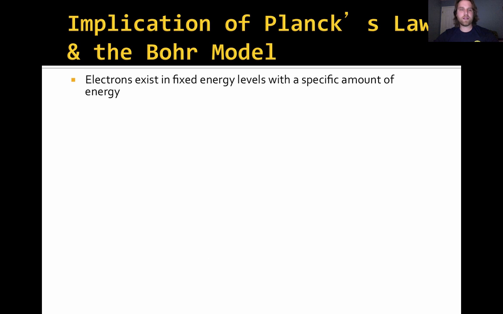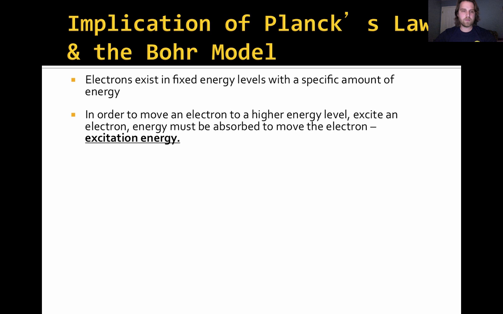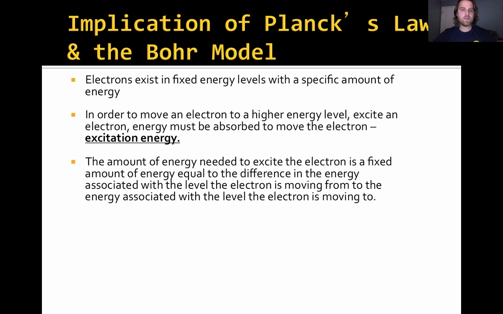So let's talk about the implication of Planck's law and the Bohr model. So we know that electrons exist in fixed energy levels with a specific amount of energy, but to move an electron to a higher energy level, you have to excite that electron. So energy must be absorbed to move the electron, and that energy is called the excitation energy. Okay, the amount of energy that you need to excite an electron is actually a fixed amount of energy that is equal to the difference in the energy associated with the level the electron is moving from to the energy that is associated with the level the electron is moving to. Okay, so that is the excitation energy.